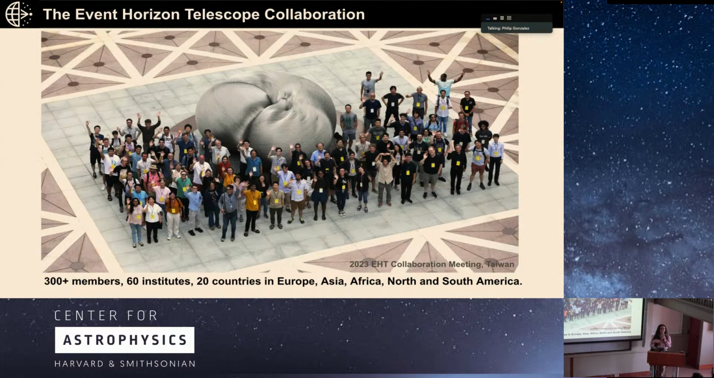So first of all, we're 5 people presenting today, but we're part of a much bigger team. The EHT collaboration is over 300 members spread across 60 institutes, 20 countries and regions in Europe, Asia, Africa, North and South America. This is a beautiful office-style photo that was taken at the Taiwan collaboration meeting, where only 100 of us are shown, so we're actually much more than this.